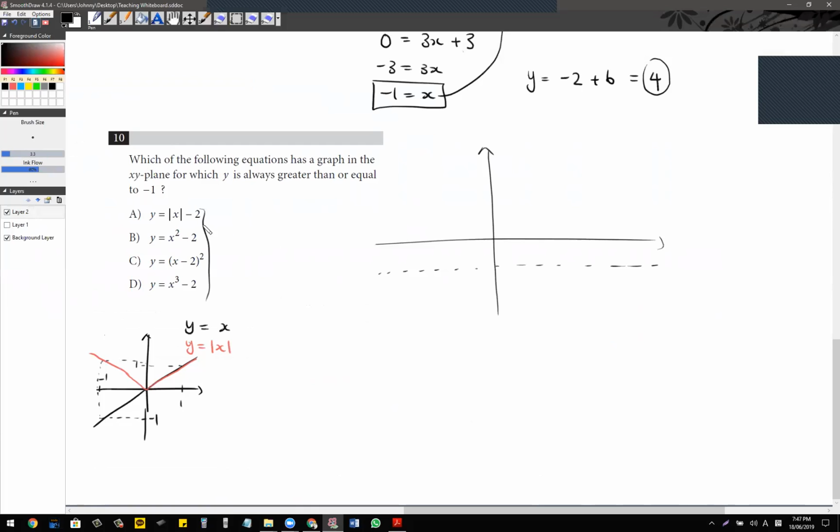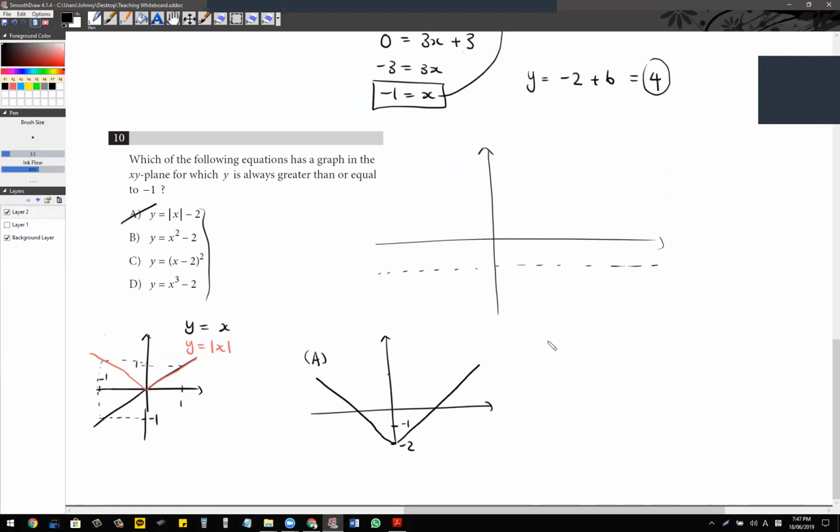So when you have this one, it is actually shifted down by 2. So it's actually negative 2 here, and it has a graph like this. So that's below negative 1, so this is not always above.